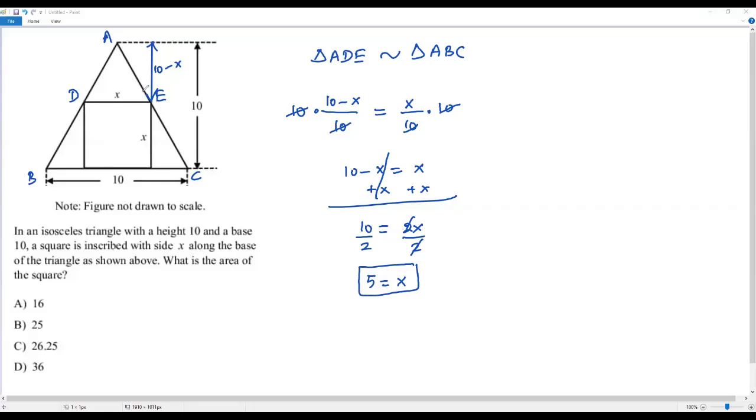Actually, as I said earlier, x represents the length of the side of the square. So the length of the side of the square is 5. Now let's find the area of the square. Area of the square equals side times side. That is 5 times 5, which is equal to 25. So the area of the square is 25 square units. We find 25 in answer choice B. The correct answer choice for this question is B.